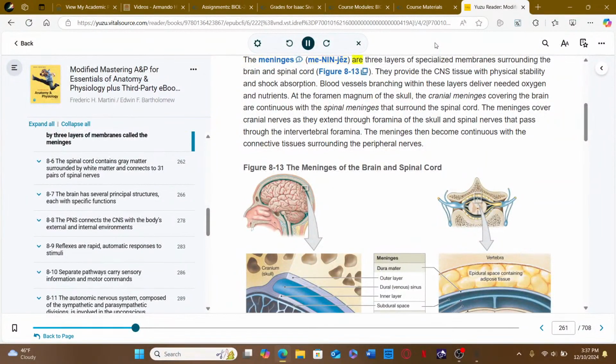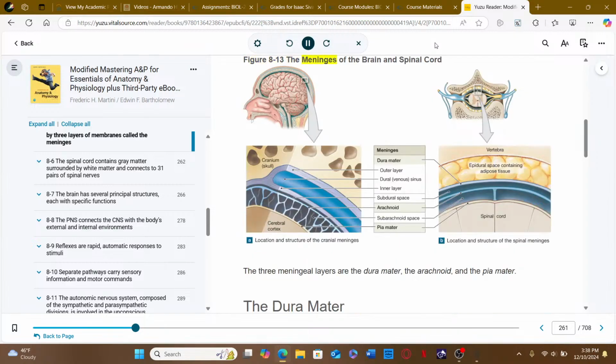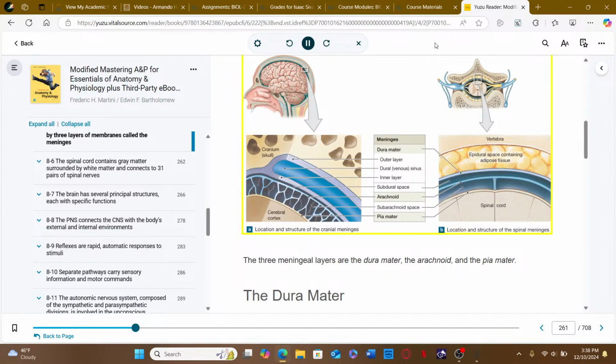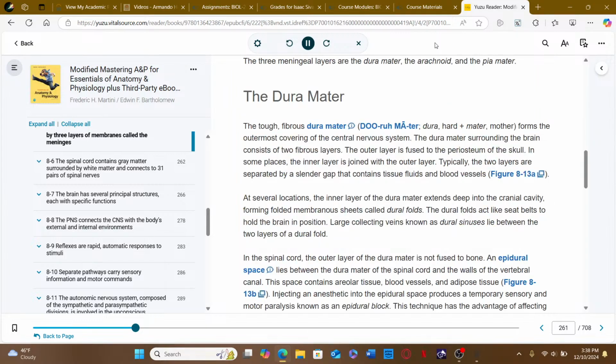The meninges are 3 layers of specialized membranes surrounding the brain and spinal cord, figure 8-13. They provide the CNS tissue with physical stability and shock absorption. Blood vessels branching within these layers deliver needed oxygen and nutrients. At the foramen magnum of the skull, the cranial meninges covering the brain are continuous with the spinal meninges that surround the spinal cord. The meninges cover cranial nerves as they extend through foramina of the skull and spinal nerves that pass through the intervertebral foramina. The meninges then become continuous with the connective tissue surrounding the peripheral nerves. Figure 8-13 The meninges of the brain and spinal cord. The location and structure of the cranial and spinal meninges. Figure 8-13 Full alternative text.